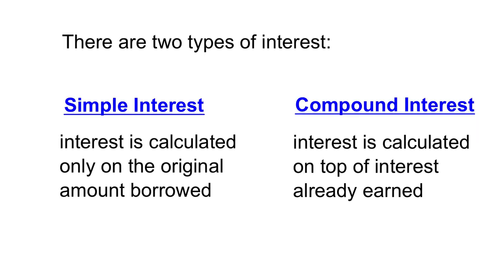And there's two types of interest, simple interest and compound interest. In the previous lesson, we looked at simple interest, and this is what we calculated in the warm-up. The interest is calculated only on the original amount borrowed. Whereas with compound interest, interest is calculated on top of interest already earned.